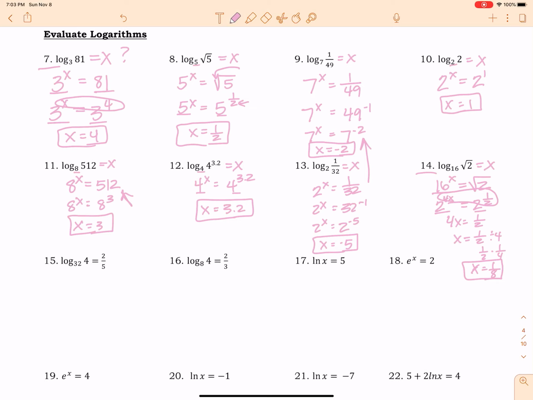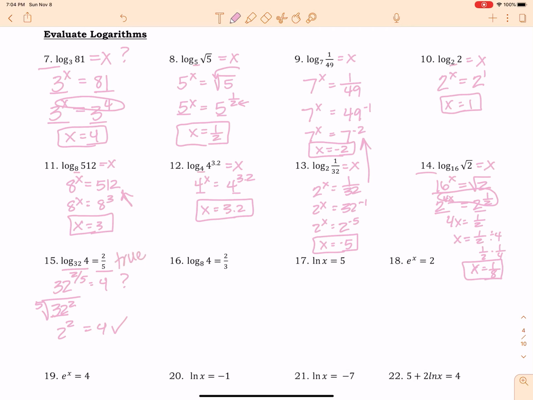All right, 15 is a little bit different. These are already set equal to something, so I'm basically justifying these. I'm checking, is this really equal to this? Well, if I write it in exponential form, 32 to the 2/5 equals 4. So is that really true? Well, let's look. 32 to the 2/5 is actually 32 squared, and I'm taking the 5th root of it. Well, the 5th root of 32 is 2. 2 squared, guess what? That's 4. That checks out. Life is good. So this is a true statement.